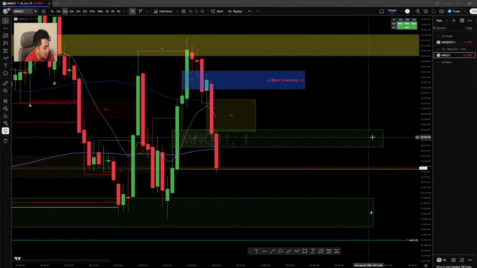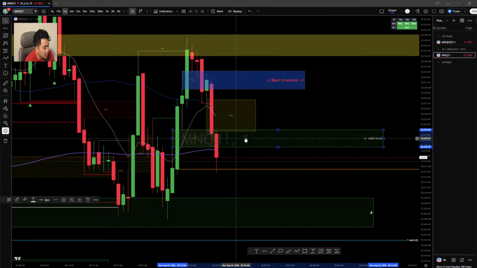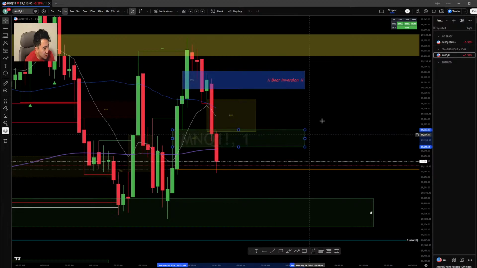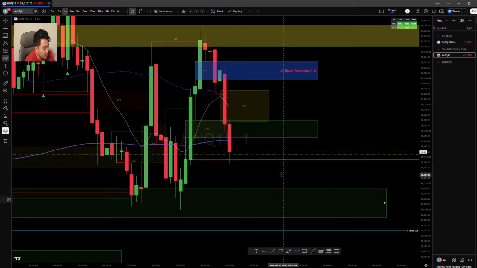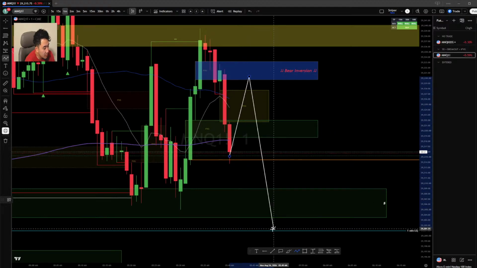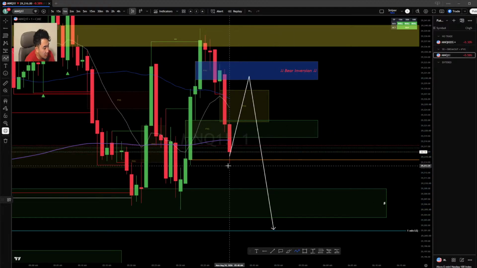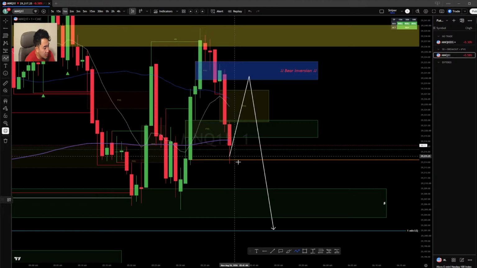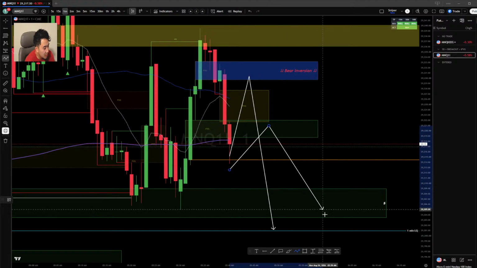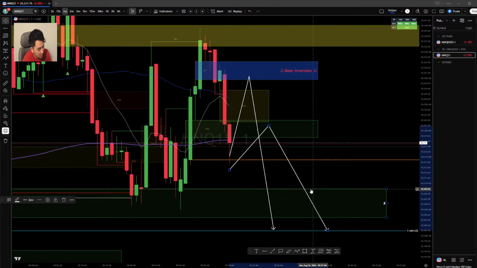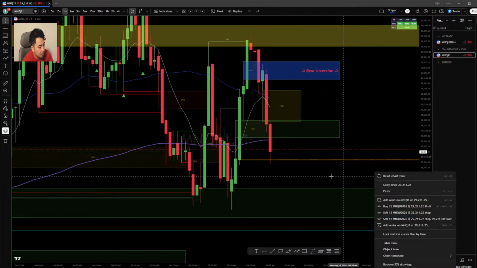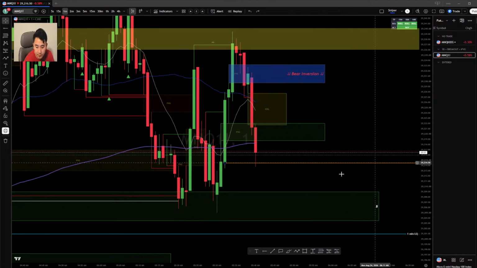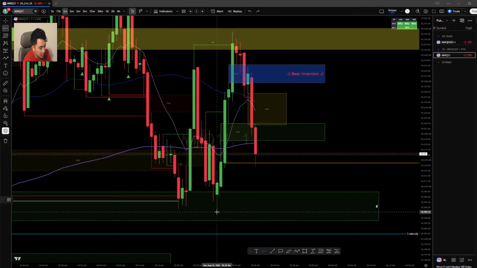Right here, sorry, not respect, but break through, and then this becomes a bearish inversion right here. Same thing. You could have this scenario, or depending on if price is able to close below this orange line, come back down and then target this 1 minute liquidity down here. The 15-second liquidity is sitting right here.